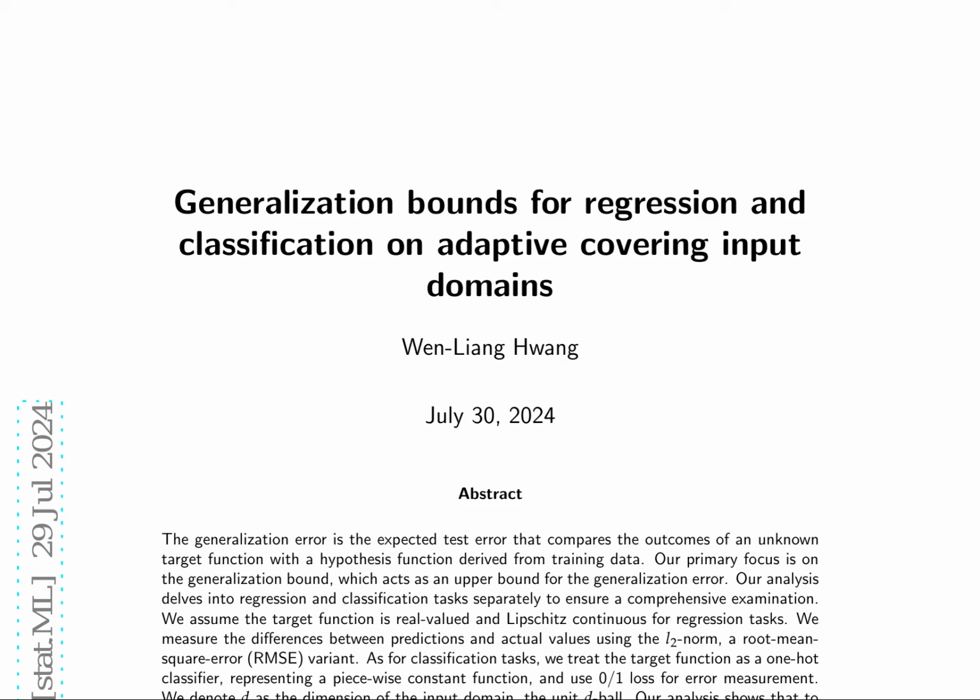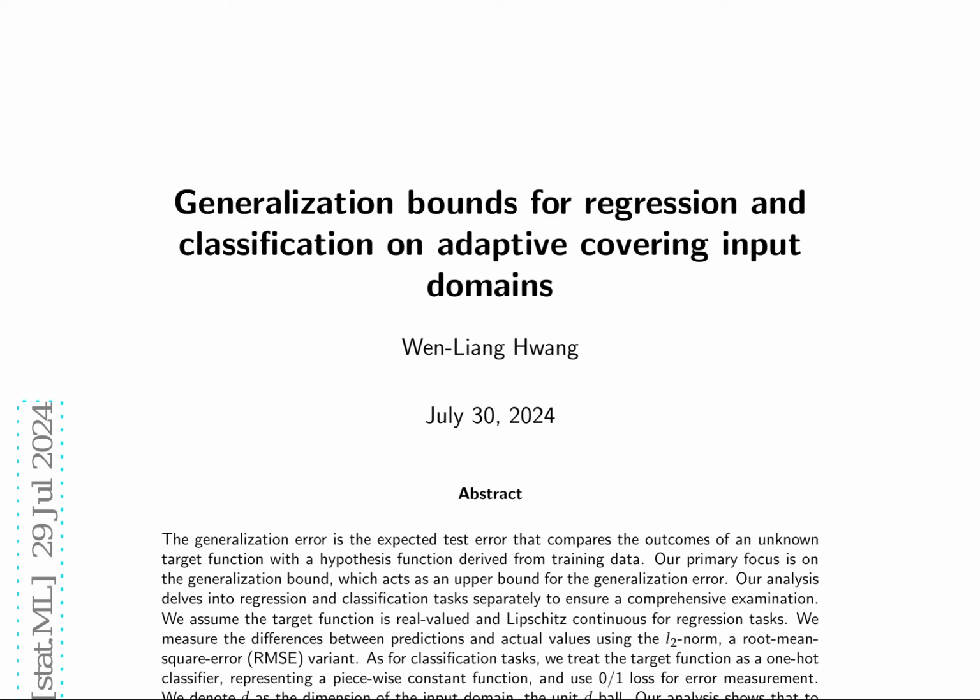This paper delves into the complexities of function families in machine learning, focusing on the development of generalization bounds for regression and classification tasks. The primary focus is on the generalization error, which is the expected test error that compares the outputs between an unknown target function and a hypothesis function derived from training data.